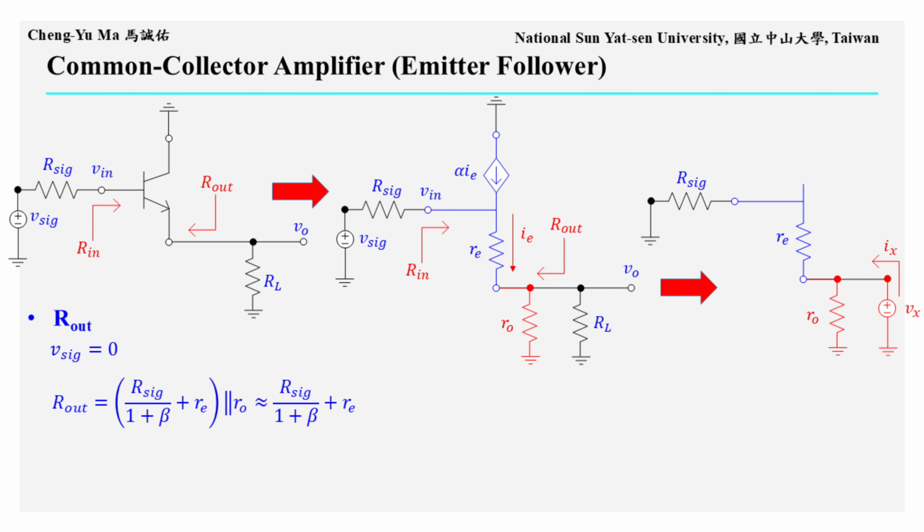Finally, we find the output resistance of the CC amplifier. We first set the signal source to 0 and then apply a test voltage at the output. Looking from the emitter toward the base, we can again use the resistance reflection rule. The source resistance R sig is reflected to the emitter side by dividing it by 1 plus beta, and then it is in series with Re. This series resistance is in parallel with Ro. Therefore, Rout equals the quantity R sig over 1 plus beta plus Re in parallel with Ro. Since Ro is usually much larger than R sig over 1 plus beta plus Re, Rout is approximately R sig over 1 plus beta plus Re.